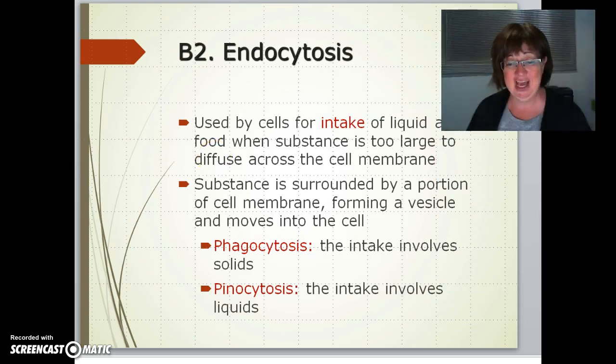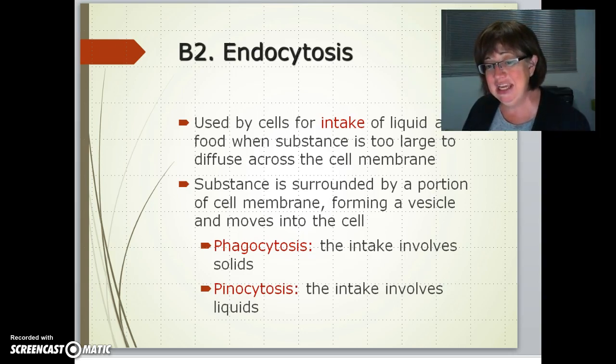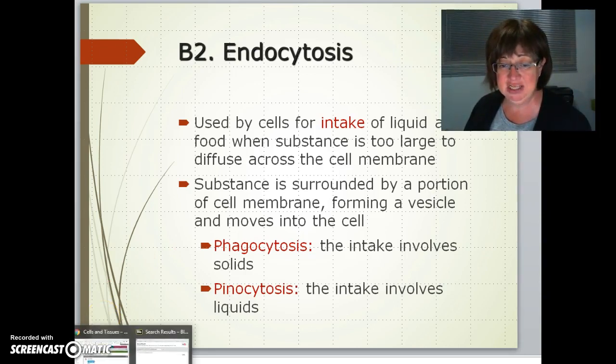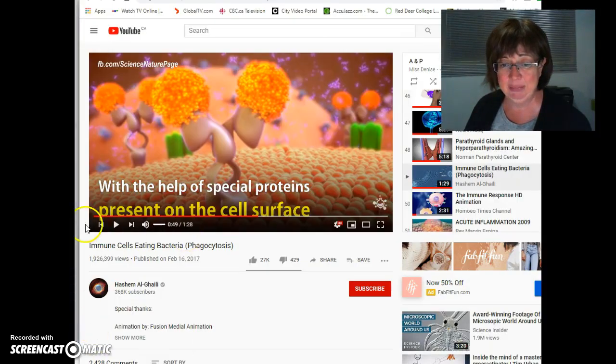Now another example of moving things in that are too large to go through the membrane is the process of endocytosis. Endocytosis is when you have the uptake of liquid or food that is too large to go through the membrane, so the cell membrane will form around it, forming a vesicle, and that will move in. If it's a large thing, it will be called phagocytosis. If it's small, it's pinocytosis. And here is a beautiful example.